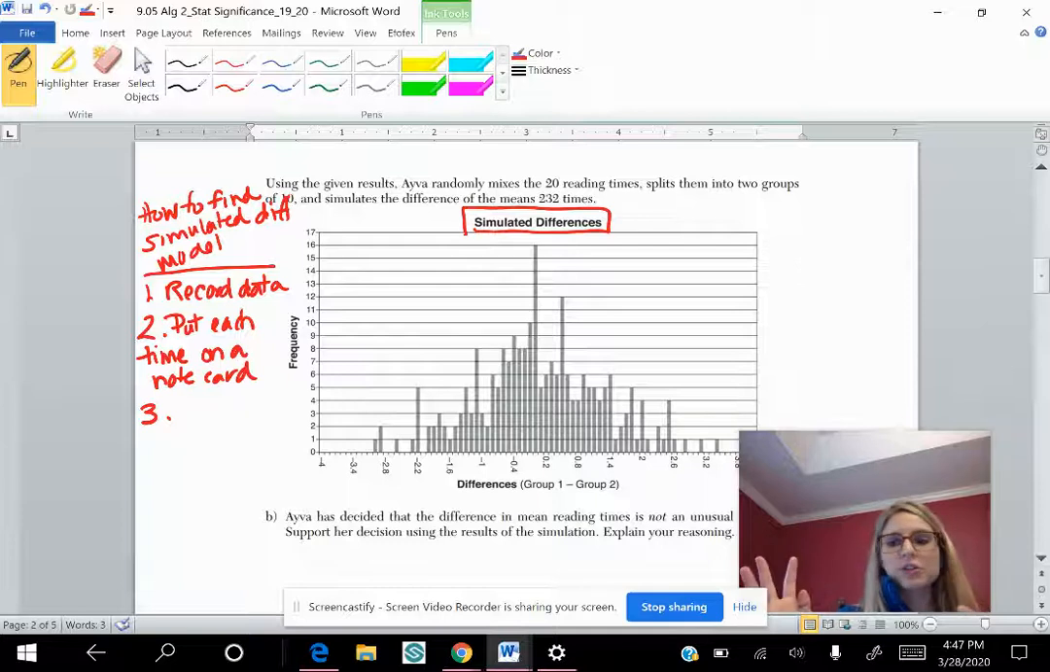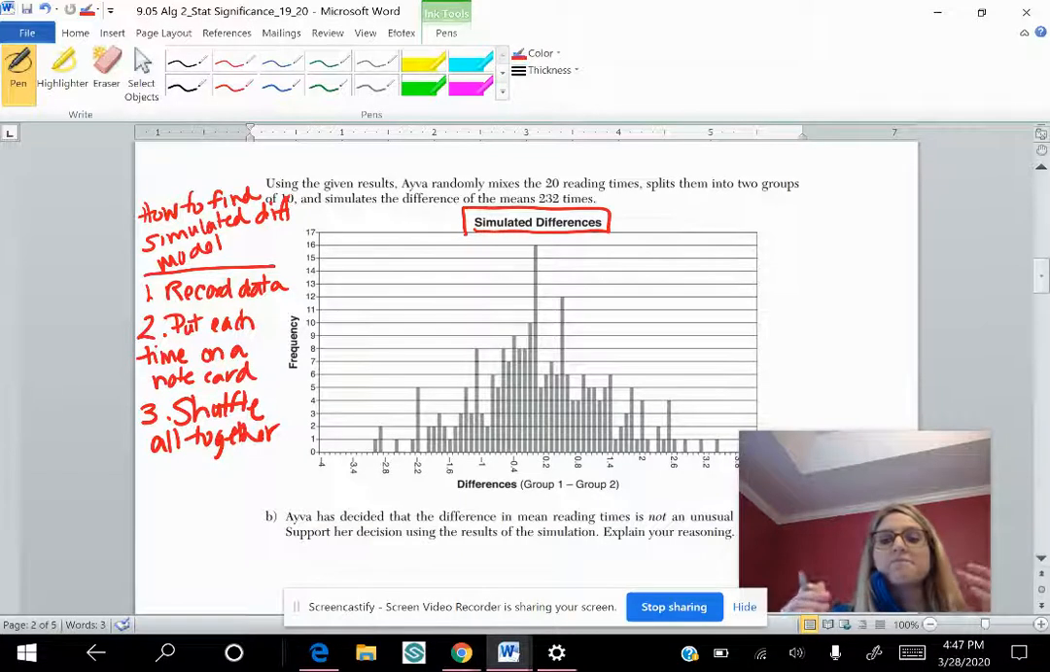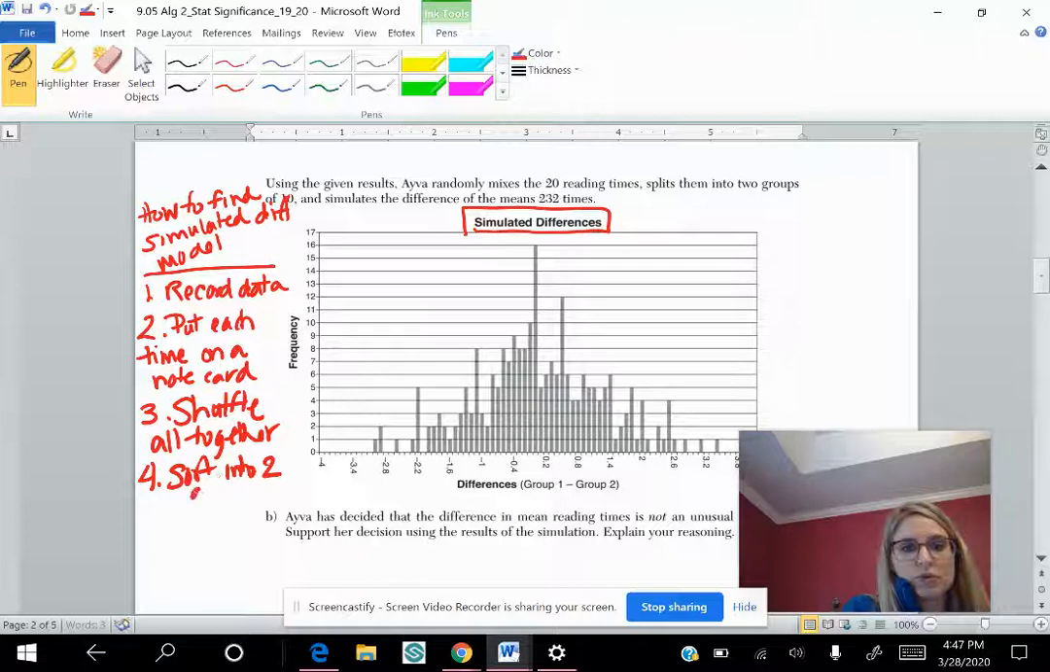Then we're going to take all those cards and we're going to shuffle them together. So it doesn't matter what group you are, you're going to be all put together and shuffled into one big stack. Then you're going to take your cards and sort them into two different groups. So we're not basing it on if they had an energy drink or a cola drink anymore. Right now, we're just re-randomizing all the data.